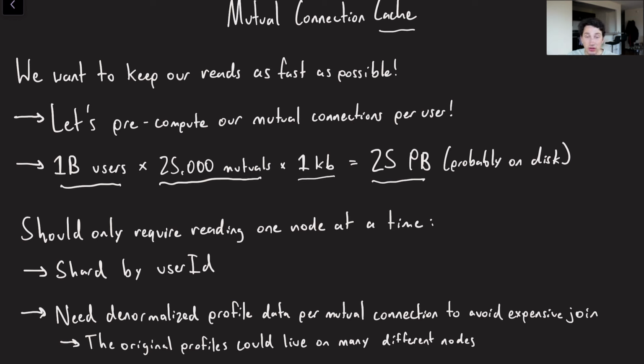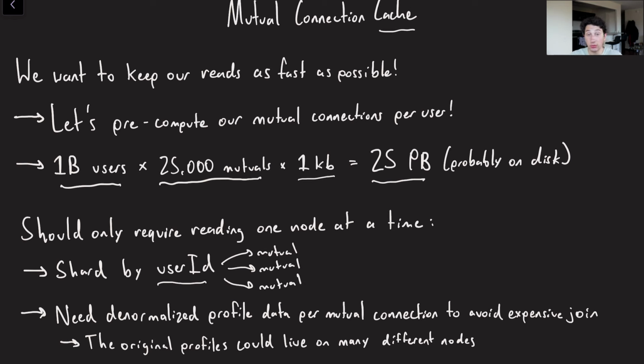So the question is, how should we partition this thing? Well, we should probably shard by our user ID, right? Because for one user ID, I basically want to know, hey, who are all these mutual connections that they have, and access them all on just one database, because what we really care about here is making this read path as fast as humanly possible.